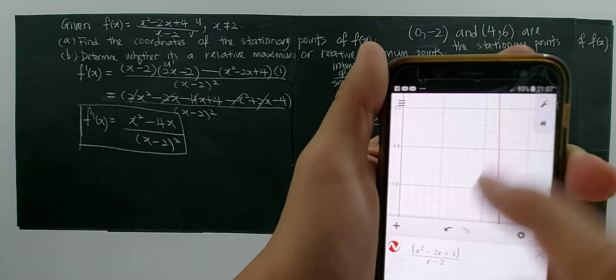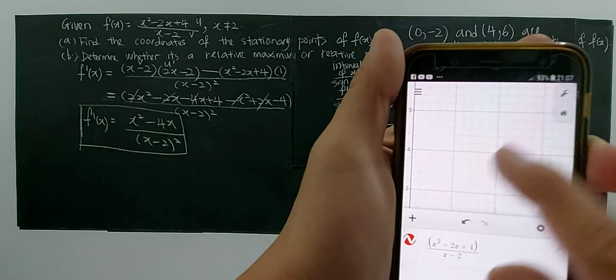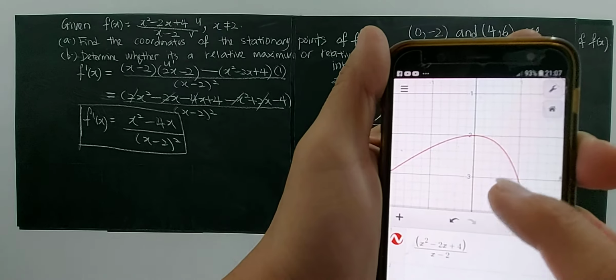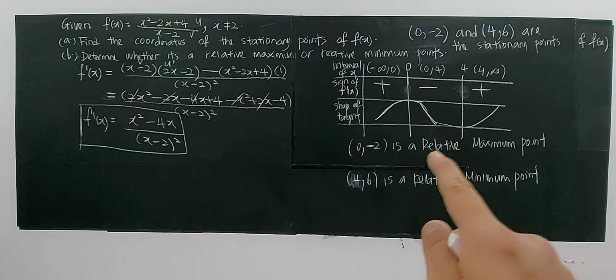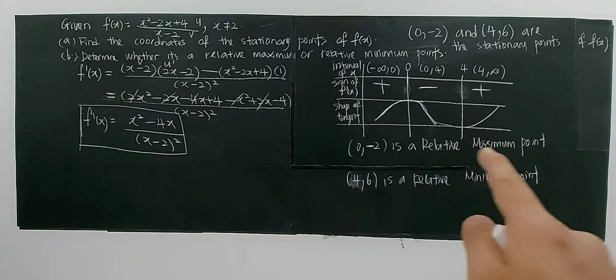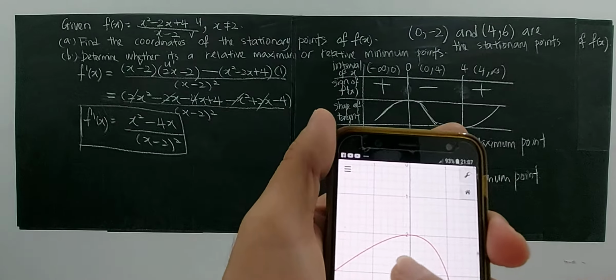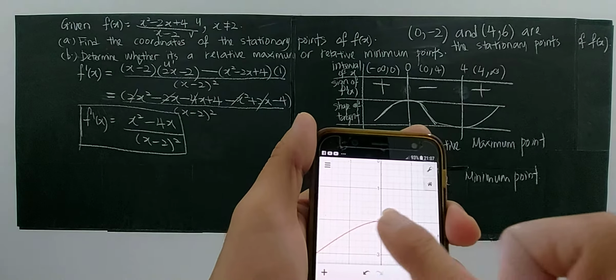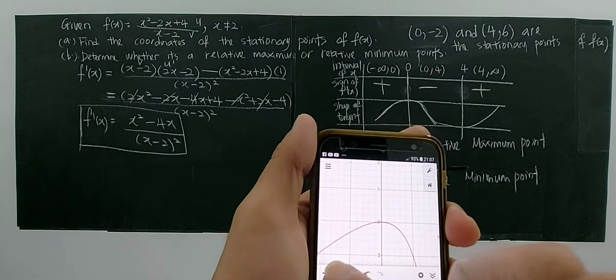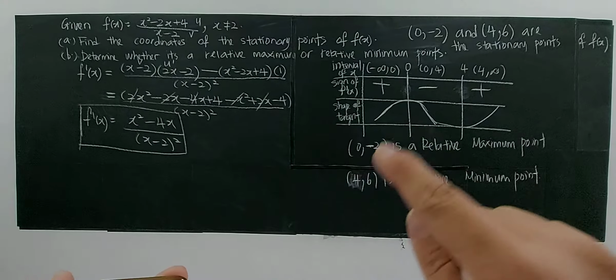Now, this is not the case that I want to discuss. What I want to discuss is the stationary point, right? So this is a relative maximum point. If you see this point, it's going up, then going down. This is the shape of a relative maximum point.